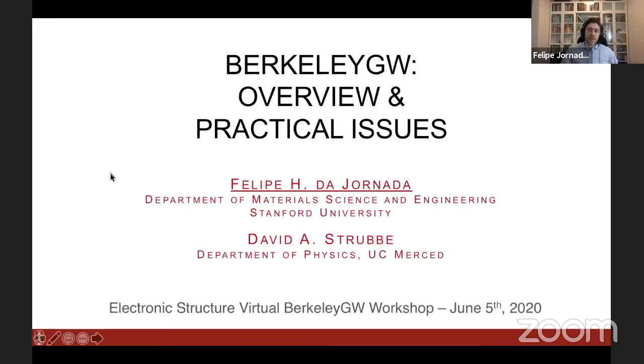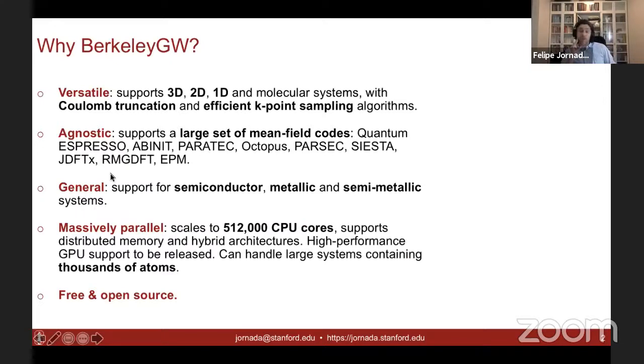And I'd like to start with basically a big overview of why we care about BerkeleyGW and why we think that it's a very good code for materials science, for physics, and to understand novel phenomena in materials. So BerkeleyGW is a code that allows you to compute accurate quasiparticle excitation energies, optical spectra within the Bethe-Salpeter equation, and also more advanced techniques involving even nonlinear responses. But it's really a versatile code in that it supports three-dimensional, one-dimensional, two-dimensional, and bulk systems, and even molecular systems.